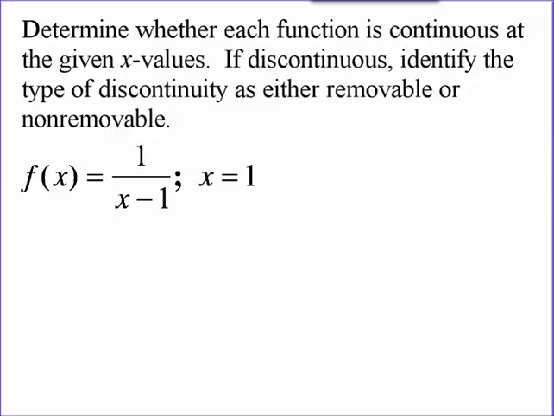So first of all, is that going to be continuous at 1? That's what we need to think. Is it going to be continuous at 1? Why not? Right, because if I plug in 1 right here, I get 1 over 0. So as a result, you know right away it's discontinuous, because you can't have 1 divided by 0.